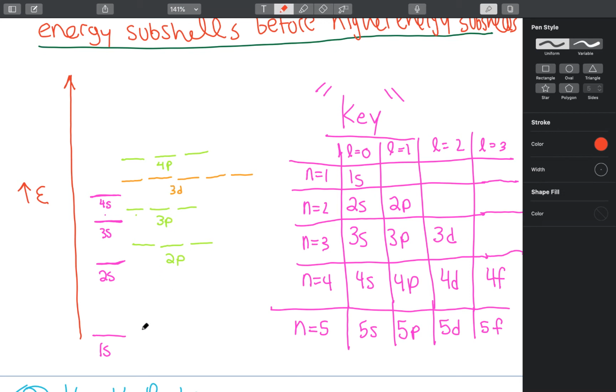So you would start filling out the subshells with the 1s orbital, then you would proceed to the 2s, then the 2p subshell, and so forth. So you fill the lower energy orbitals before you fill the higher energy orbitals. So fill the lower energy subshells first, and then the higher energy subshells later for ground state atoms.